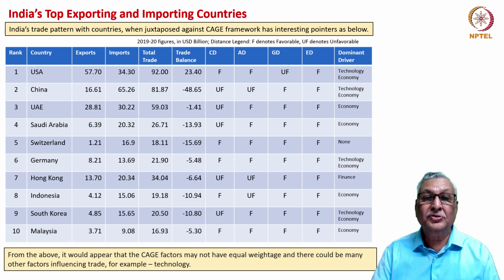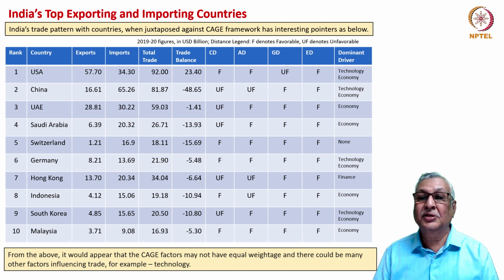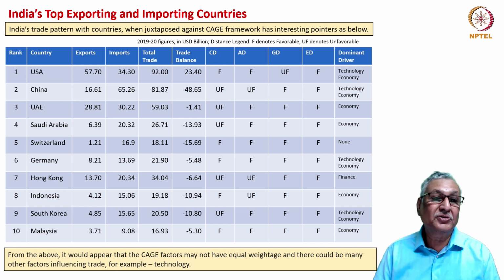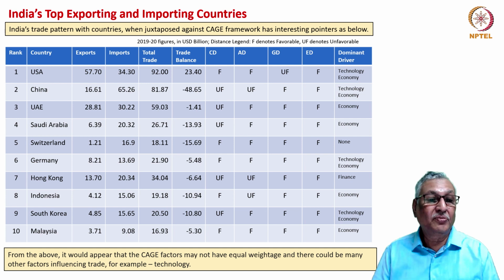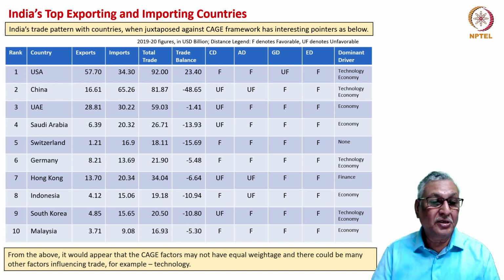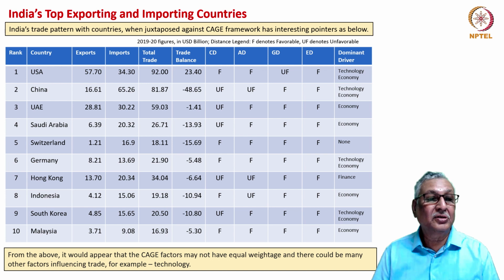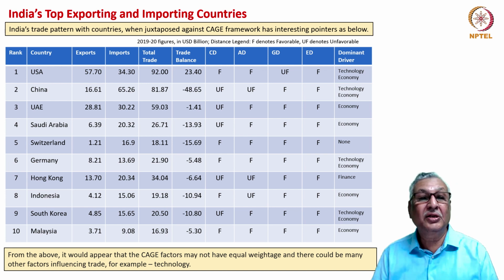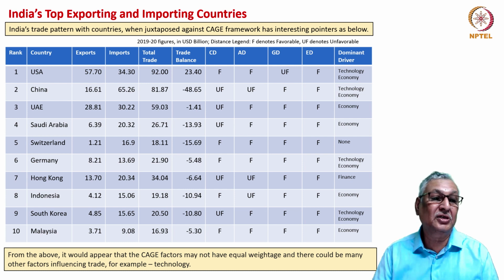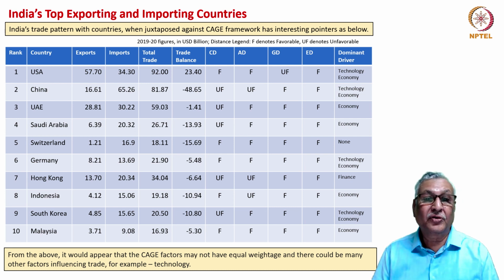We have 2019-20 figures in USD billion here. F denotes favorable, UF denotes unfavorable. If you see the trading partners for India, in terms of the highest exports, we have USA, followed by UAE, then China, then Hong Kong, and Saudi Arabia next. There are not many countries which are of the same scale of exports as USA, China, and Hong Kong for us. In fact, Hong Kong and China could be clubbed together and it could be a very high level of exports.